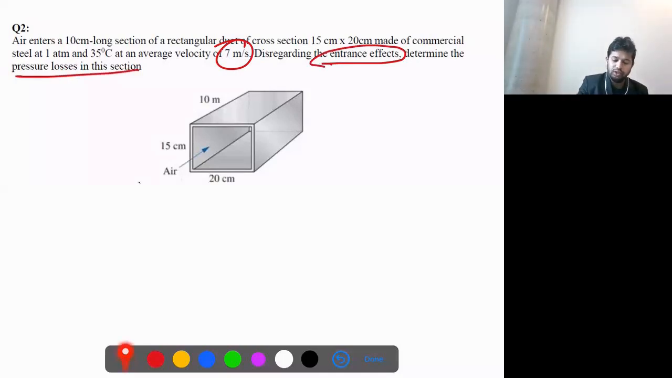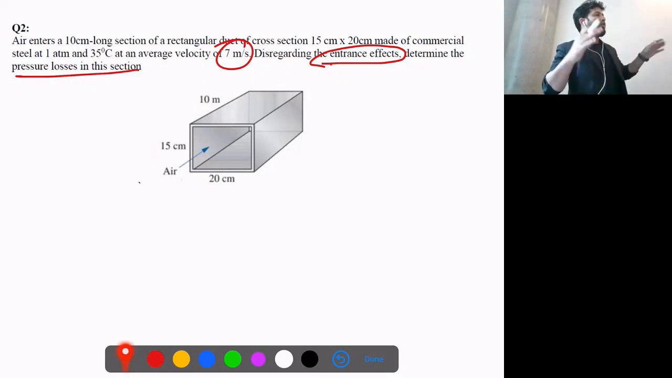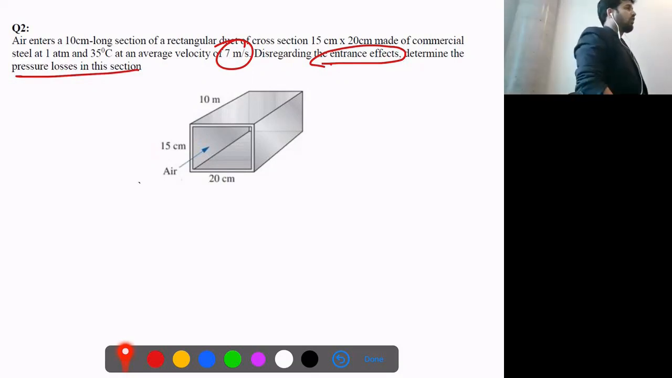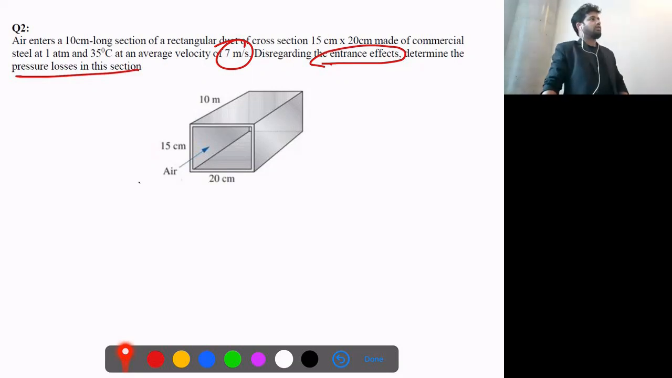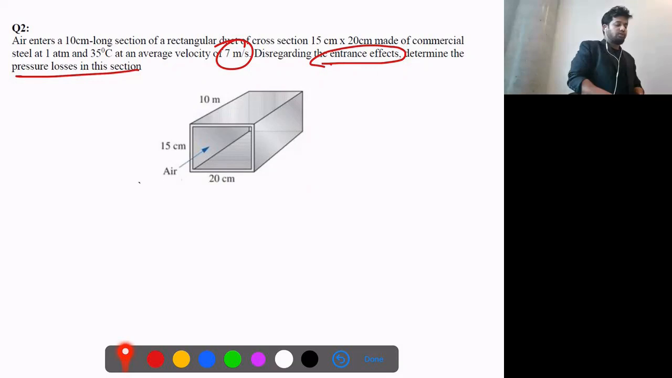What do you mean by these entrance effects? Disregard the entrance effects. Who can tell me what it means actually? If we disregard the entrance effects, what's the meaning of that? Can anyone tell? You know the entrance effects we discussed during the lecture. So in this question it says disregard these entrance effects. Can anyone tell me the meaning of this?